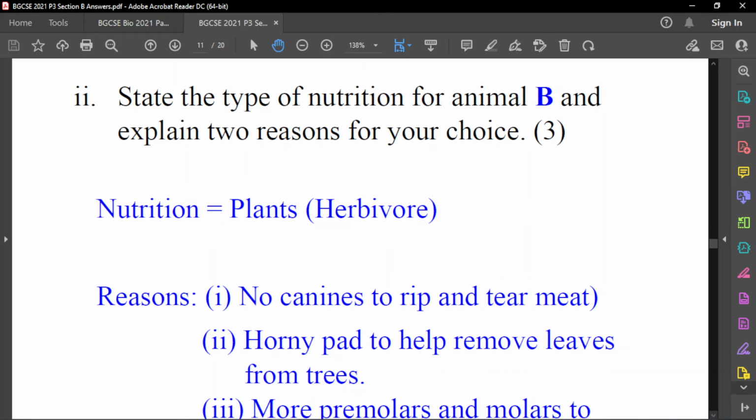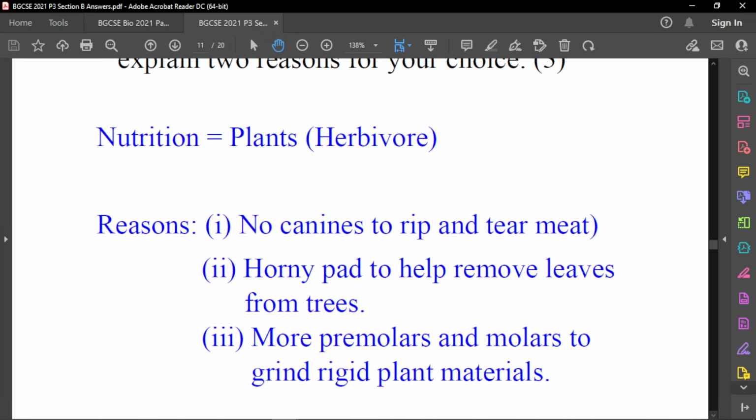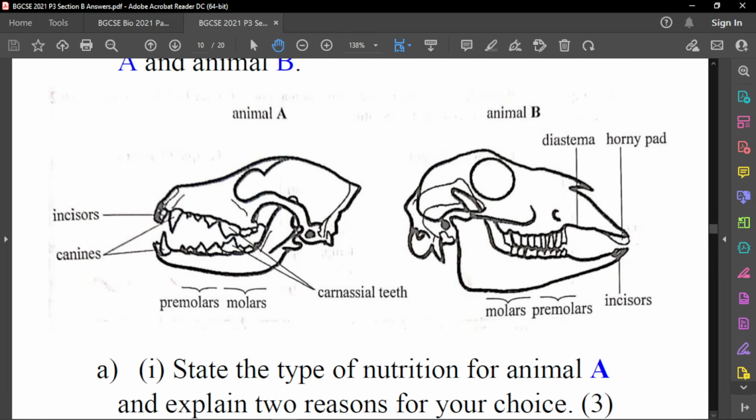So 3 marks again. 1 mark to name the nutrition, and this is plants or herbs, so it's called herbivore. Again, the reason: if you look at diagram B, you notice that there are no canines, not one. There's no canine in this animal, simply because they're not able to rip meat. They're not eating meat, so there's no need for canines in this animal at all. Let's quickly go back to remind you how it looks. See it? No canine. You have molar, premolar, incisor. No canine at all. So definitely, if there's no canine, they don't eat any meat.